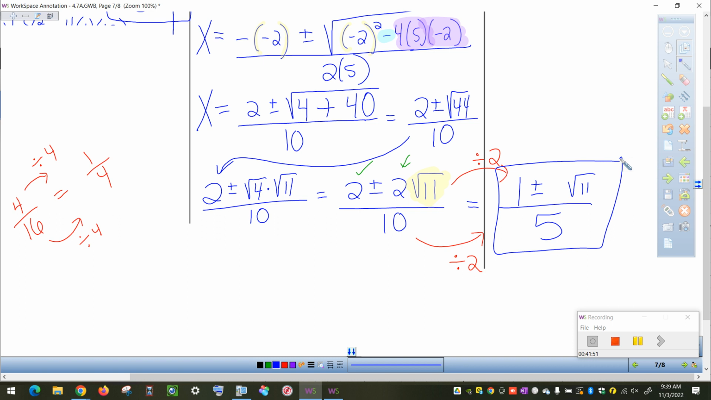Now, if you have one like this in the Math Excel assignment, remember that we don't do the plus or minus sign when we're typing in those answers. We would split this up and show the 2 possibilities. So here's what that would look like. It would be 1 plus square root 11 divided by 5, comma, 1 minus square root of 11 divided by 5.